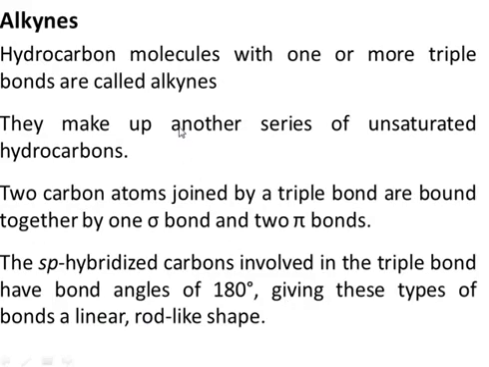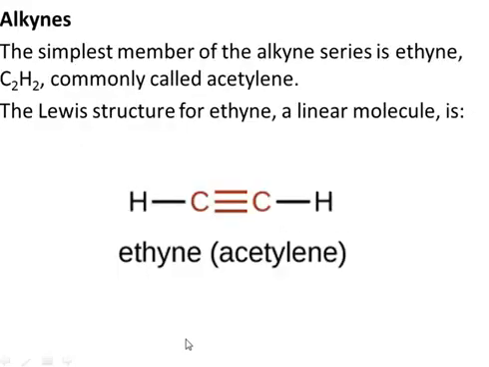Now we have alkynes, right? The hydrocarbons with one or more triple bonds are called alkynes. So they form another series of unsaturated hydrocarbons. The two carbons which are joined by a triple bond, the triple bond has one sigma bond and 2 pi bonds. The hybridization will be sp, and the bond angle will be 180 degrees, right? So alkynes are linear rod-shaped molecules because the bond angle is 180 degrees.